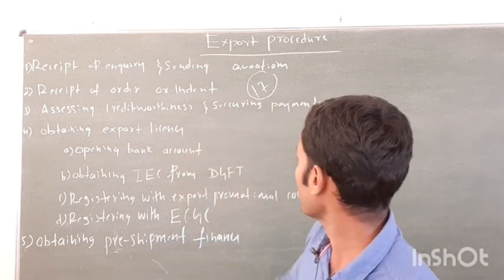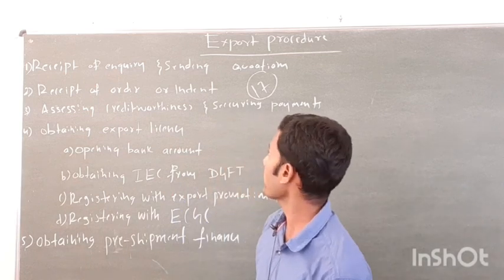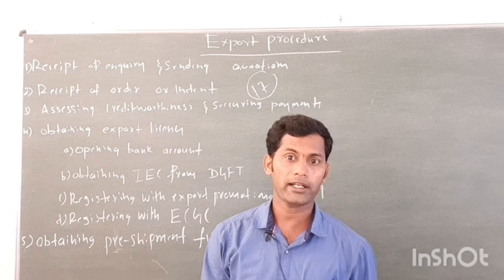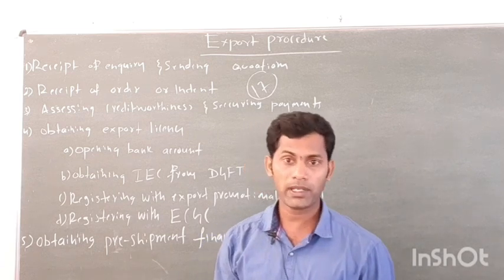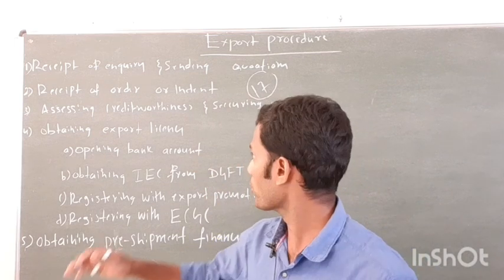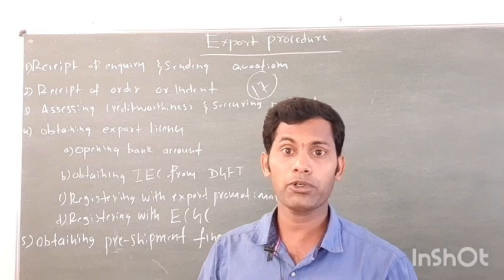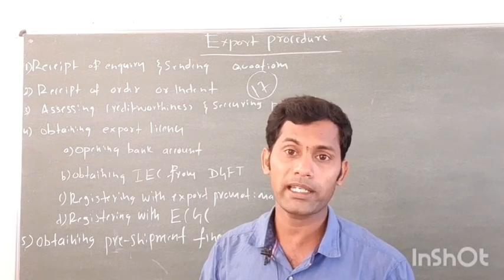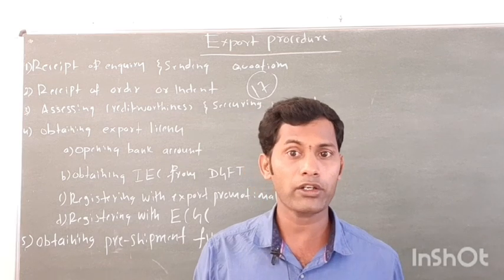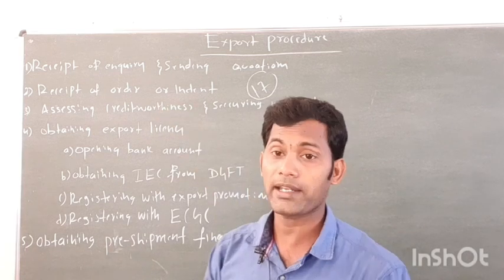So here we have the 17 procedures. First one, receipt of inquiry and sending quotation. First of all, a prospective buyer, which means prospective importer, sends an inquiry letter to all the exporters who are in the export activity. The prospective buyer or the importer sends the inquiry to the different exporters. That's what we call the receipt of inquiry.